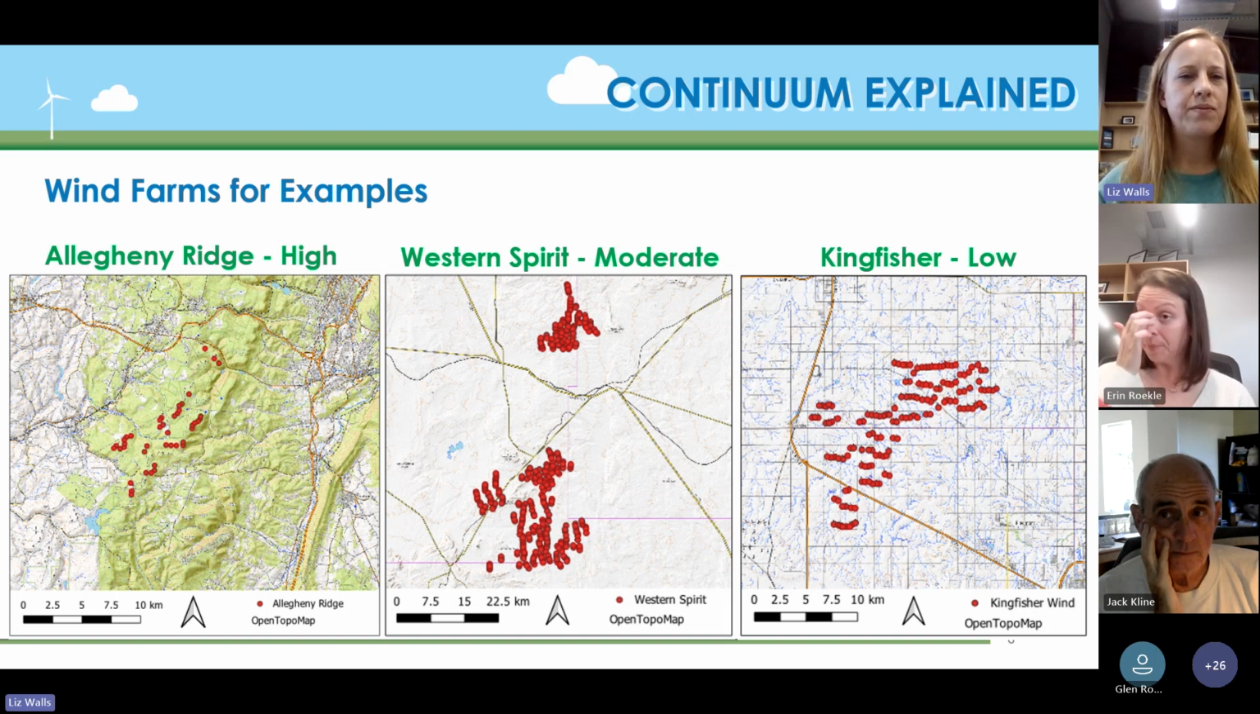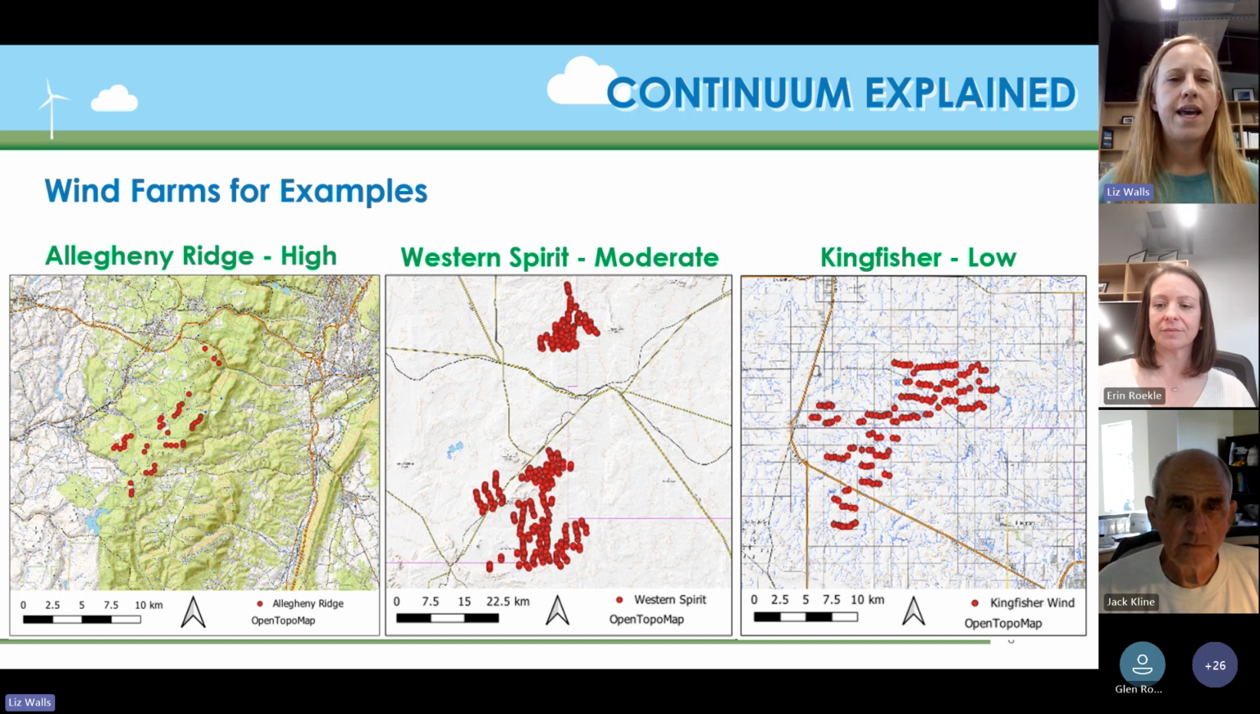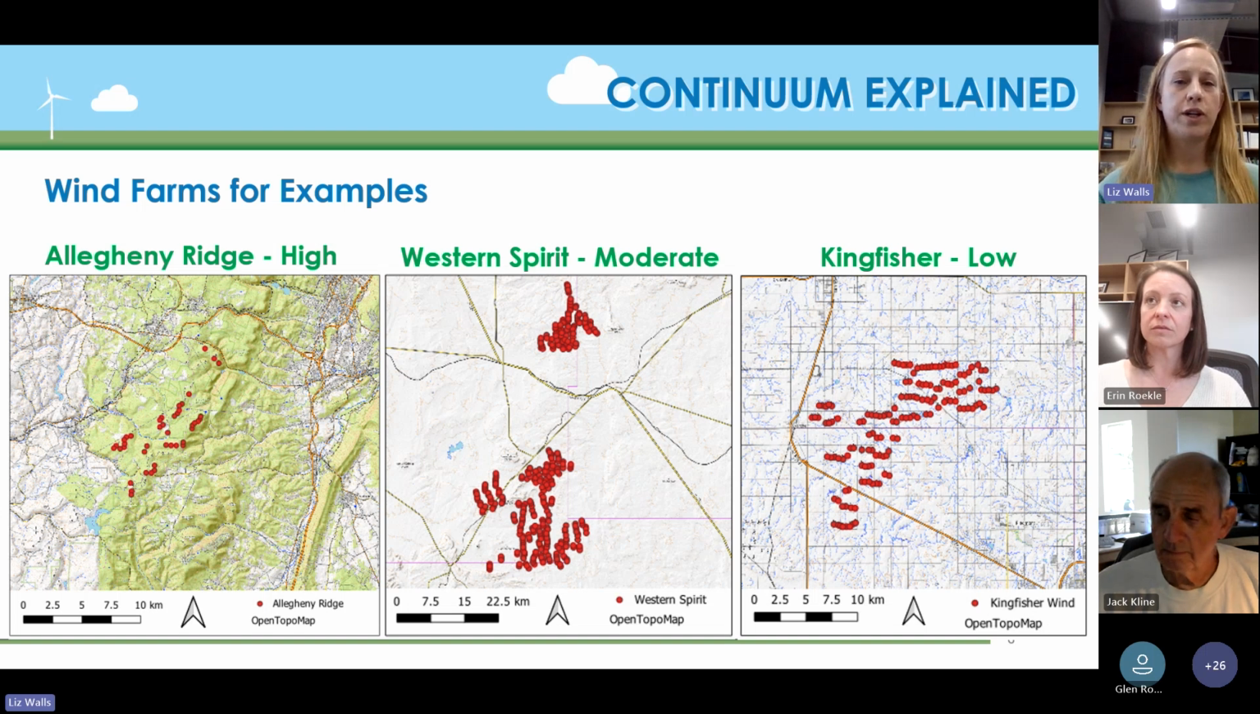Next we have a topography map of Western Spirit. This is the moderately complex site. It has rolling hills as well as generally downward sloping terrain in the prevailing wind direction, and it's considered to be moderately complex. And lastly, we have Kingfisher Wind. This is in Oklahoma, as I mentioned, quite flat, low complexity, simple terrain at this site. So 3 different wind farms, different levels of complexity will help us to explain better exposure and how those values vary.